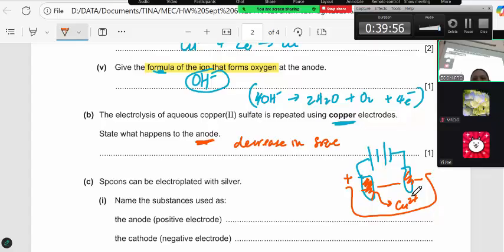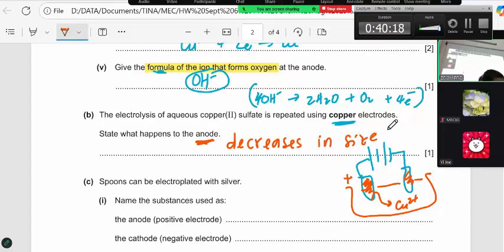Look, the anode decreases in size. Or you can say the copper ionizes, oxidizes. It decreases in size. So you're not listening. Decreases in size. Don't you know how to spell?